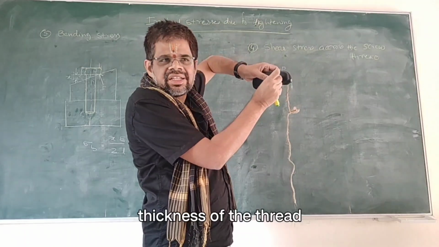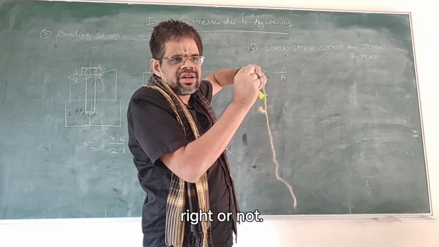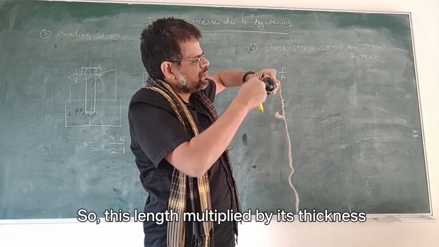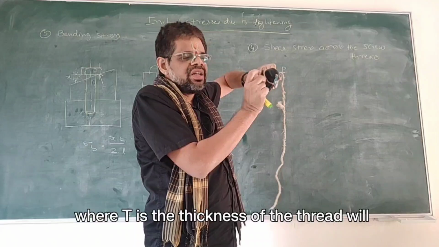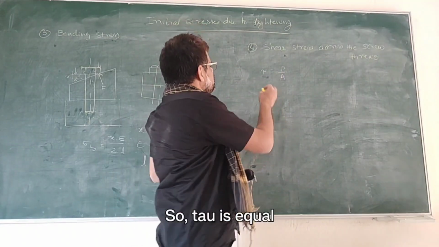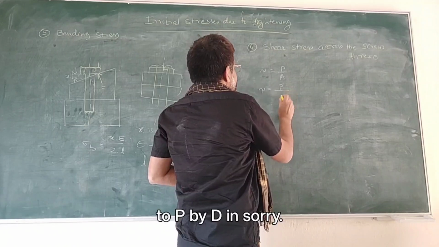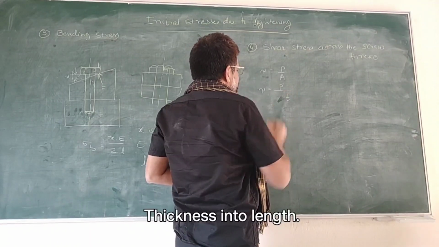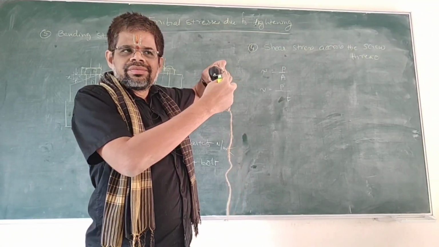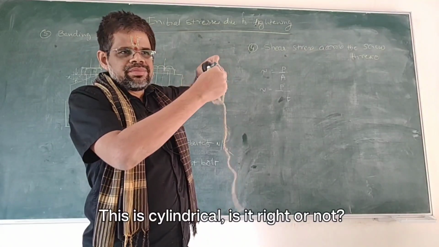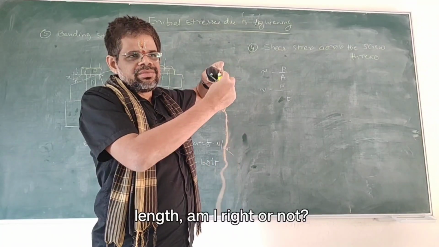This is the thickness of the thread multiplied by this length will give us the area. Is it right or not? So this length multiplied by its thickness, where t is the thickness of the thread, will give us the area. So tau is equal to P by thickness into length. So how do you get this length? This is cylindrical. Is it right or not? So we have to take the circumference as the length. Am I right or not?